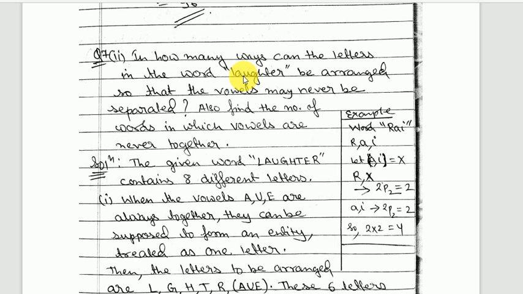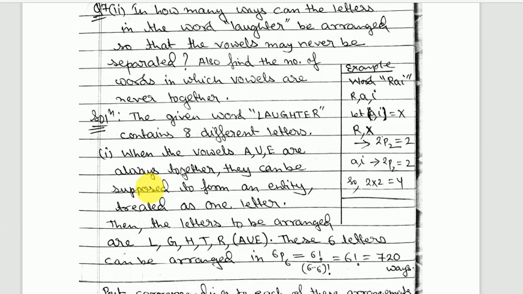So let's see. The given word laughter contains 8 different letters. When the vowels a, u, e are always together, they can be supposed to form an entity treated as one letter.